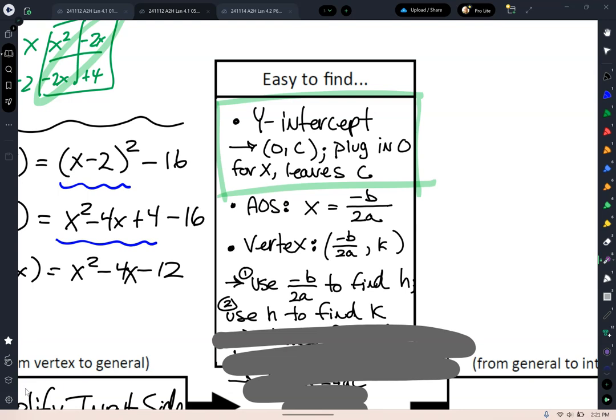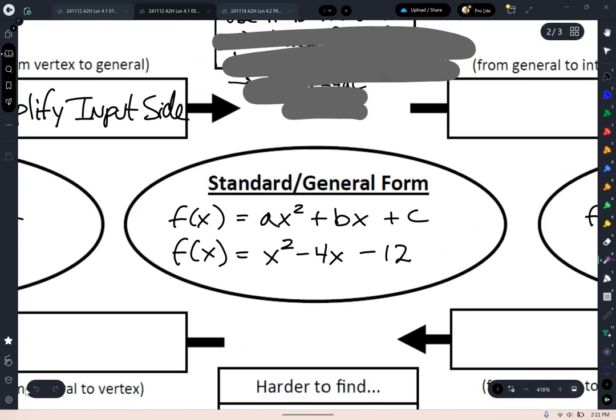Think about that, right? So even if we go to, let's say, our function right here, and we plug in a 0 right here, what's 0 squared? 0. What's negative 4 times 0? 0. So what's left? Negative 12. And so that is right off the bat, without even having to do any math, the C term there, the last term, the constant, is the y-intercept of the function. So when we get it into this standard form, we can immediately see that this particular graph is going to cross the y-axis at negative 12. And so that's a really easy thing.